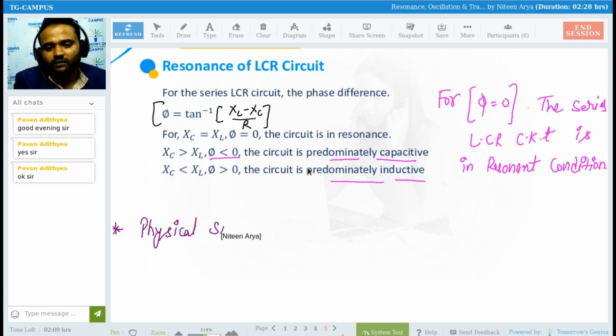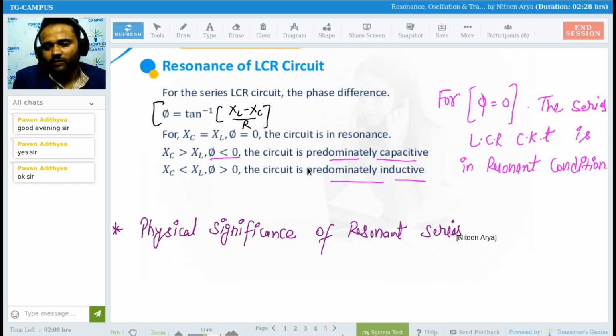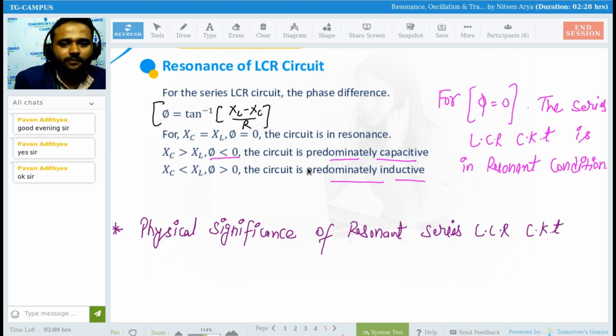Physical significance of a resonant series LCR circuit. Tell me. Tell me, anyone.